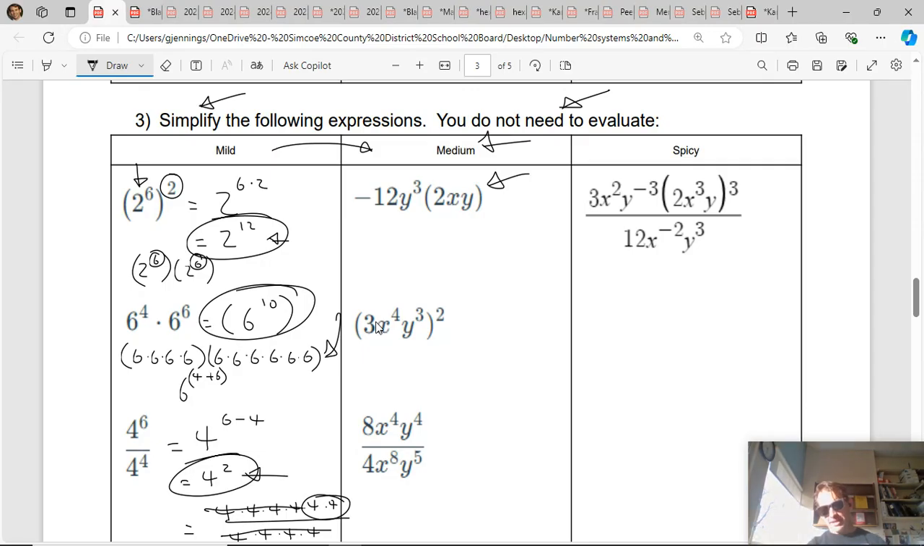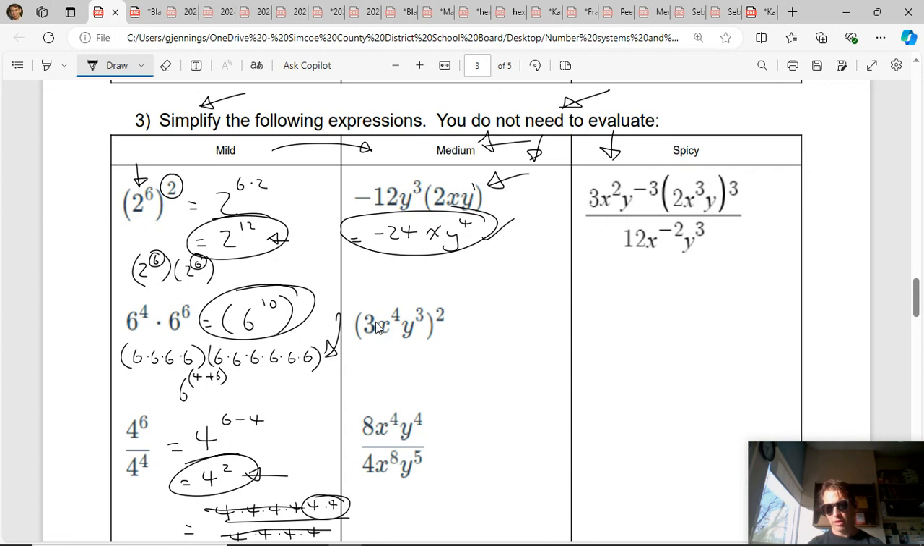It got medium fast. Okay, so yeah, I know. I wanted this for my spicy level, so I had to put this as the medium level. No, you should be able to do this after a little bit of practice. It's just like, okay, I do this as negative 12 times 2, that's negative 24. Y to the 3 times another y, that's a y to the 4, because this is y to the 1, and we got an x there, so that's just x. Xy to the 4, done. That's it. It's not that bad.